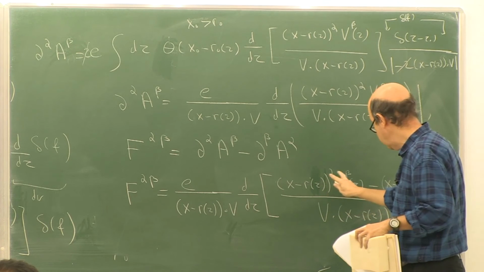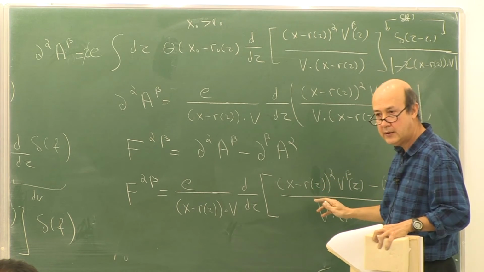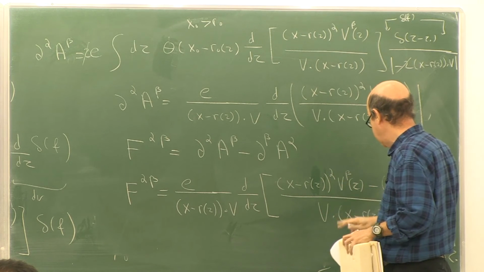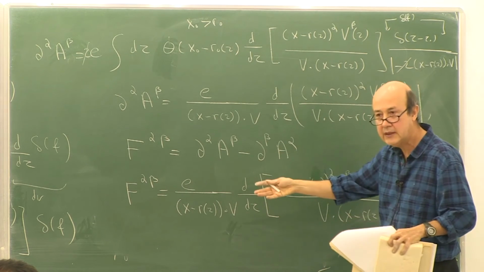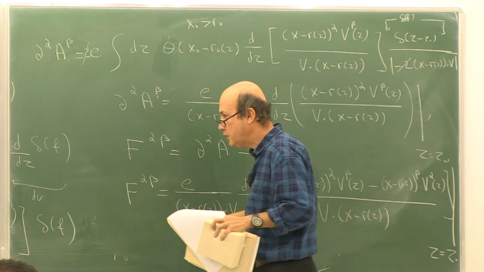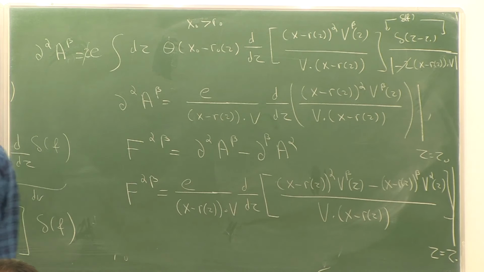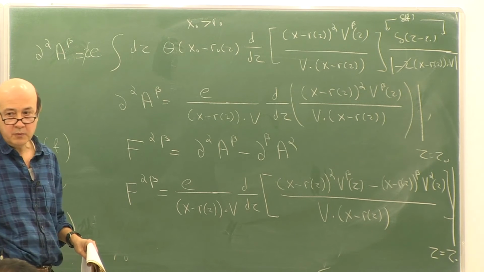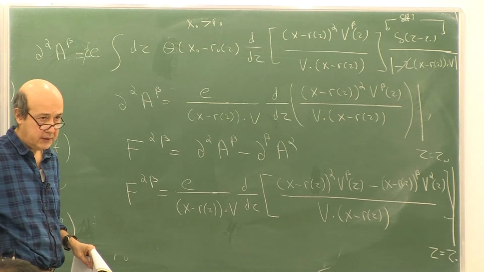Okay, so this is what kind of tensor? An anti-symmetric tensor. So you can replace alpha and beta, and you get the negative of this. So one should calculate this in order to find the fields of the moving charged particle.